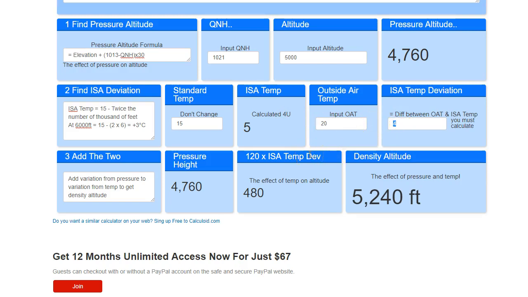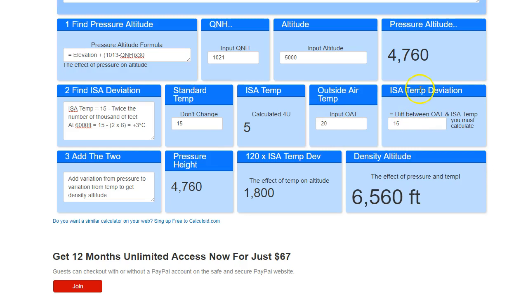Sorry, the calculator doesn't do this for you because it can't deal with the difference like an Excel spreadsheet can. Okay, so what you do is you just chuck in the difference between that number and that number, and you need to be careful that you put it in as a positive or a negative. So in this case, the difference is plus 15, so we just put in 15. Okay, now that is what we call our ISA temp deviation. The ISA temp deviation is the difference between our standard temperature for that altitude and what our current outside air temperature is at that altitude.